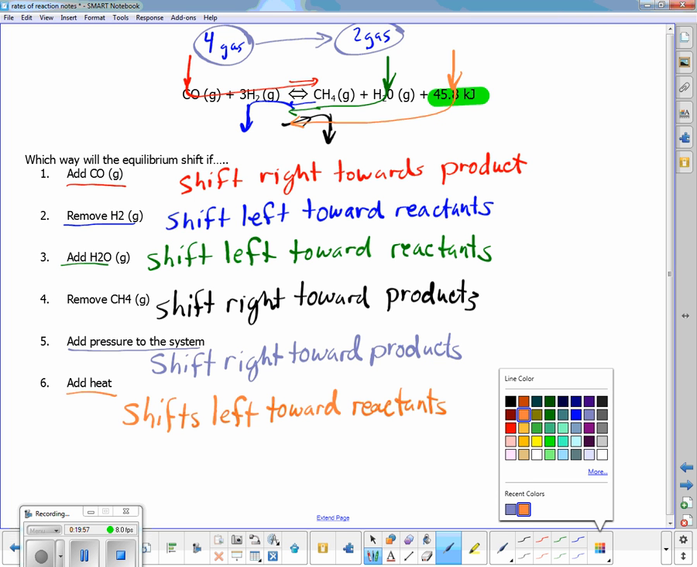Okay. All right. Do we understand this? Yes. So, if I take something out of products, I made a hole, so my whole reaction is going to shift towards my products to try and fill that hole. If I put something in my products, then it's got to relieve that pressure. I put stuff in on this side, so it'll shift to my other side.